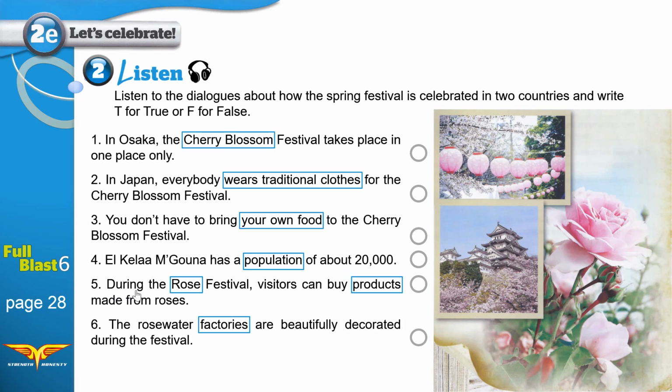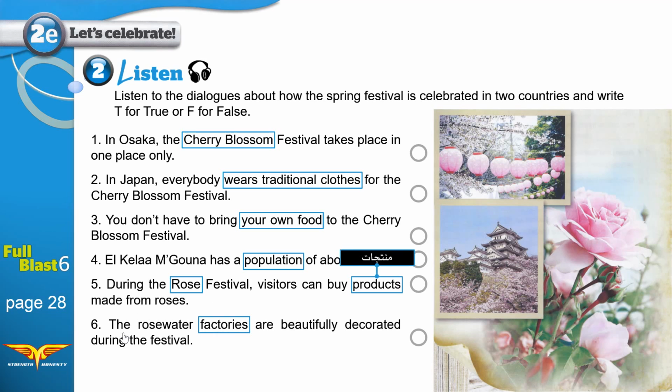5. During the Rose Festival, what is a rose? A rose is a kind of flower. Visitors can buy products made from roses. Products are things that were made to be sold, made for sale. Like what? Everything that was made for sale is a product, like cars, phones, clothes, a lot of different things.